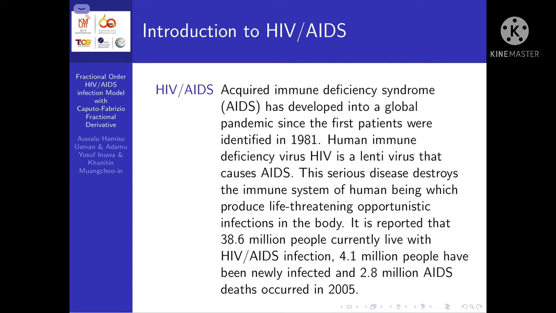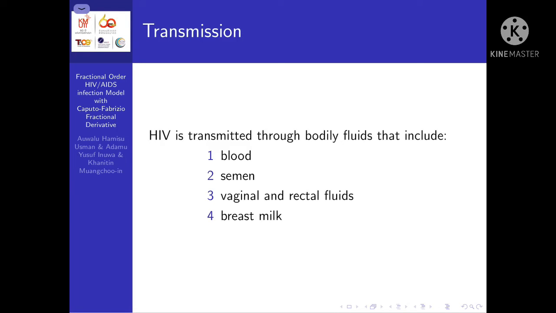It is reported that 38.6 million people currently live with HIV and AIDS infection, 4.1 million people have been newly infected, and there were 2.8 million AIDS deaths. HIV is transmitted through bodily fluids, including first blood, second semen, third vaginal and rectal fluid, and fourth breast milk.